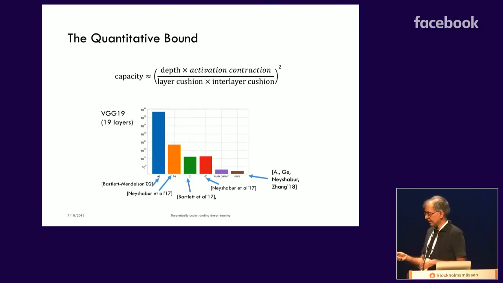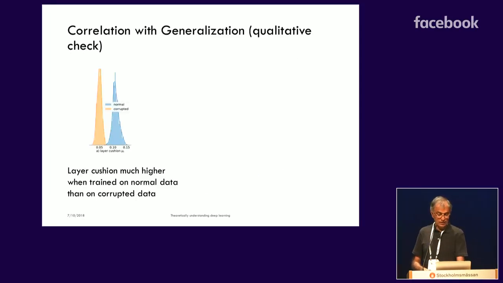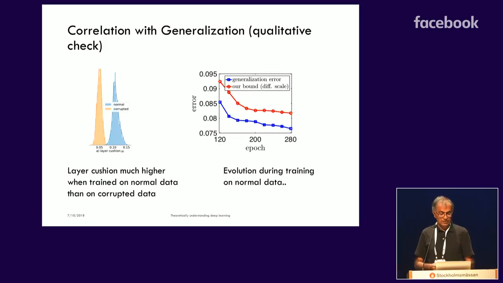So the quantitative bound is something like this. I only defined layer quotient, but there are other things, activation contraction and interlayer cushion, which I didn't define, and that's the theory. You can measure those on the net, so that's the postmortem analysis, and that gives you an upper bound on the capacity of such nets. As I said, the checks of such theories are firstly the correlation check, which is qualitative, and indeed you see that the layer quotient in this case is much higher for a well-trained net than for a net trained on corrupted data. And similarly, in a plot like this during training, as generalization error improves, the bound improves.